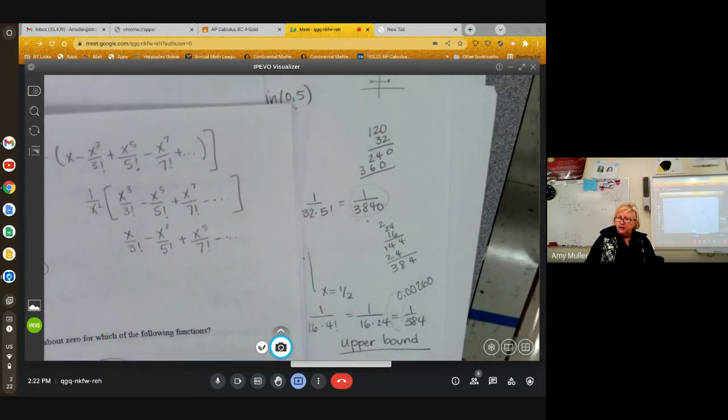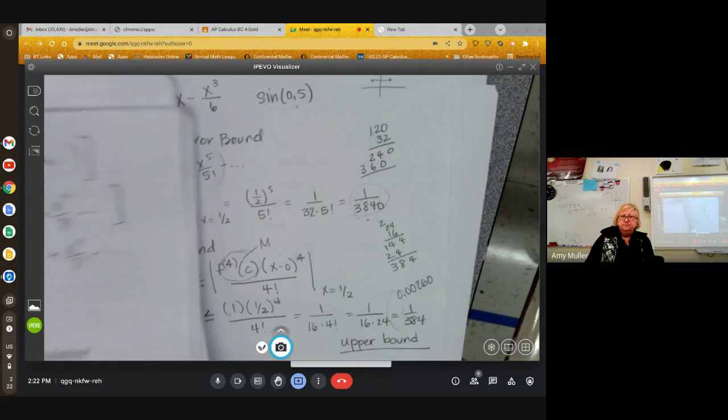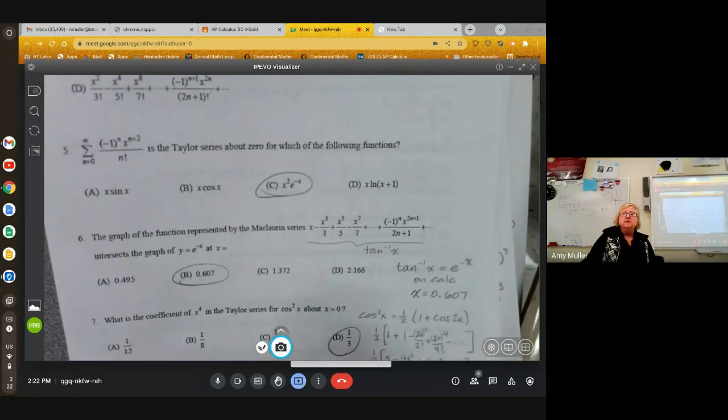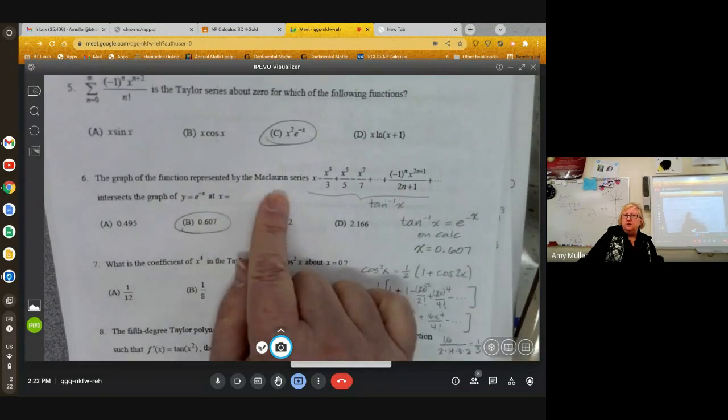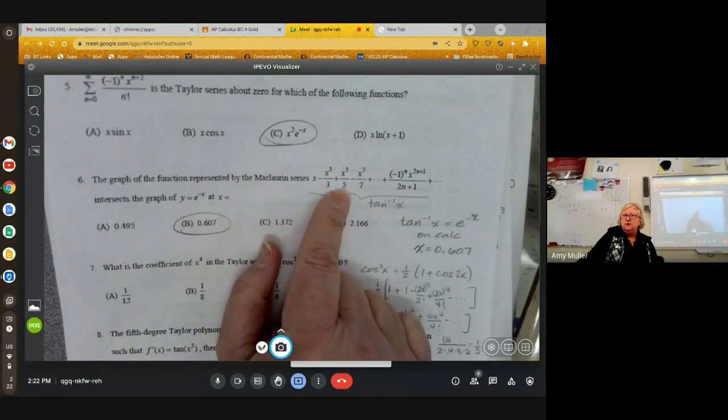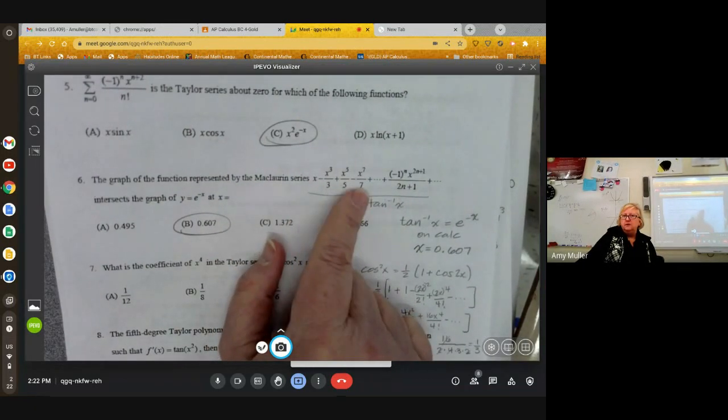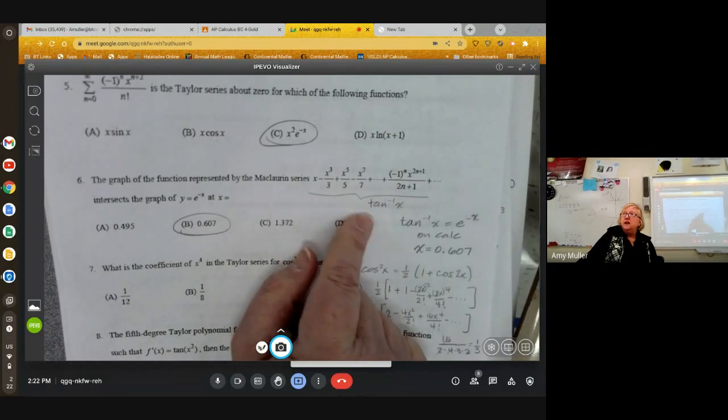I swear there was a multiple choice one. Like here's one. This one says the graph of the function represented by the Maclaurin series, x cubed over 3 plus x to the 5th over 5 plus, that's inverse tangent.